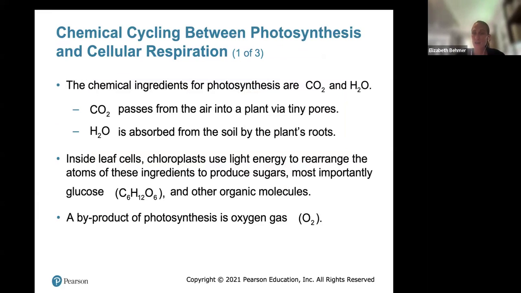So the chemical ingredients for photosynthesis are carbon dioxide and water. CO2 passes from the air into the plant via tiny pores, and water is absorbed from the soil by the plant's roots. Inside the leaf cells, chloroplasts use light energy to rearrange the atoms of these ingredients to produce sugars, most importantly, glucose and other organic molecules. And a byproduct of photosynthesis is oxygen gas. That's why it's really important to have lots of plants in your home, because they help clean and filter the air and produce lots of oxygen.